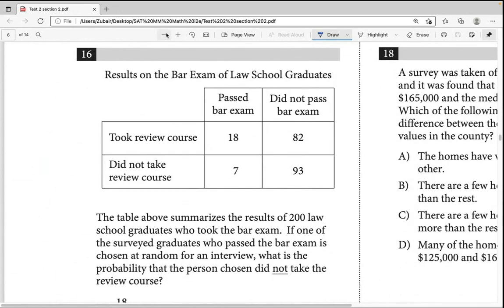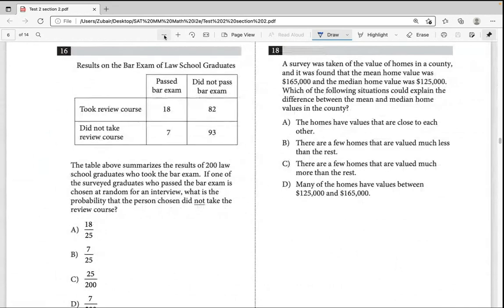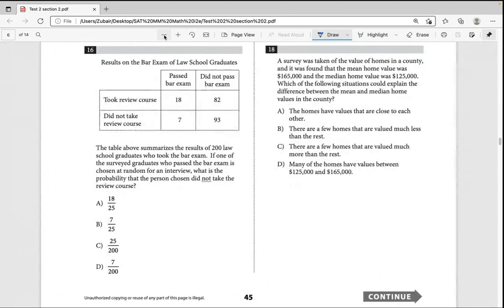Number 16. Results on the bar exam of law school graduates: took review course, did not take the review course, passed, did not pass. Again, probability. I just get a little scared when the question is of probability. The table above summarizes the results of 200 law school graduates who took the bar exam, but we have Mohammed with us.